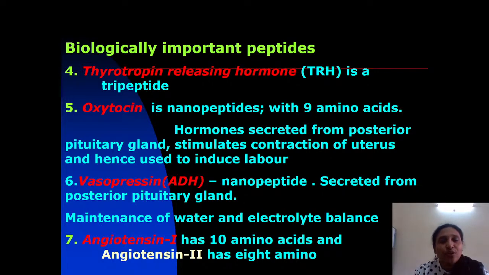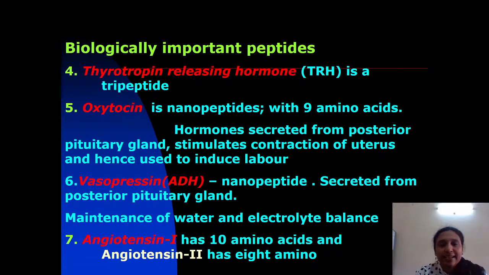These two are thyroid hormones, and we all know that thyroid hormones have a function in each and every cell of the body, and they mainly regulate the body temperature. So this thyrotropin releasing hormone is also a tripeptide. Now the next one is oxytocin. Oxytocin is a nonapeptide. Nonapeptide means how many amino acids are there? 9 amino acids are there.